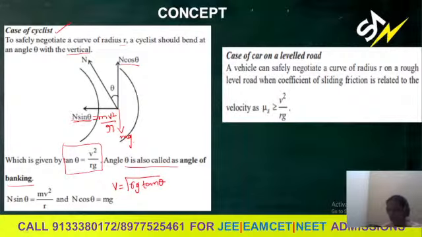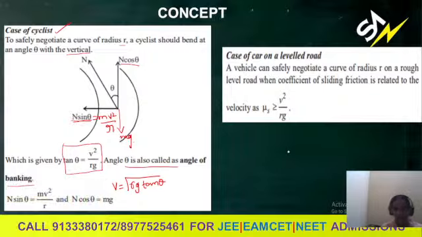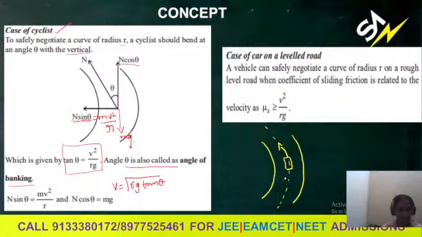Now let us see the case of a car on a level road. So now the car is on a circular track. The track is a level track. So I will give the free body diagram. This is the circular track and the car is moving in the circular track. This is the path followed by the car. And let us see here the free body diagram of that vehicle.